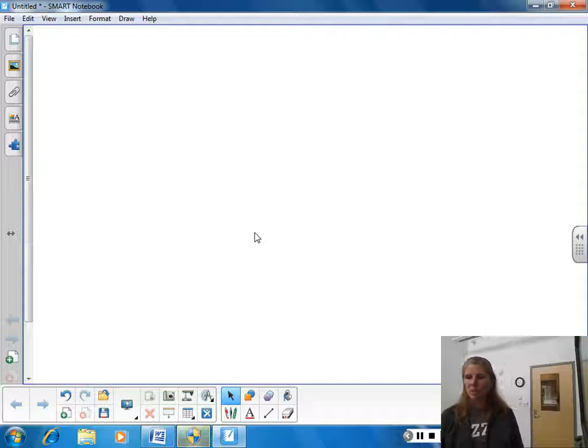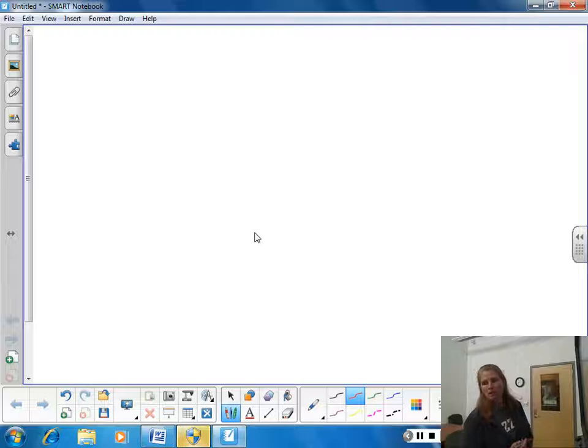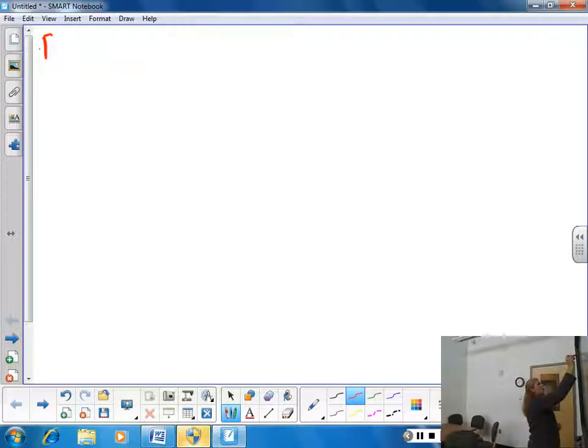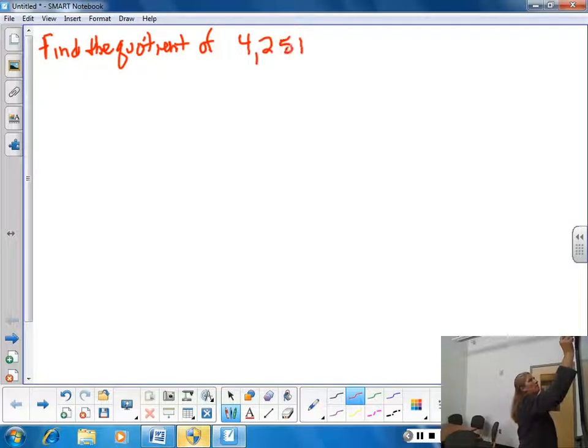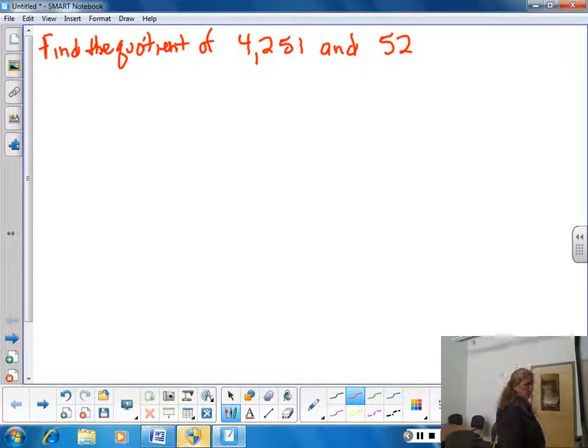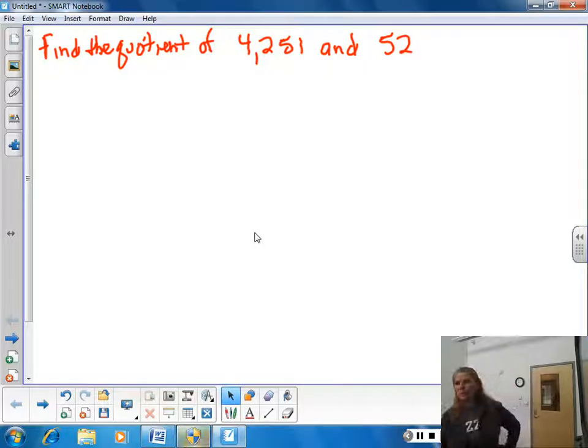Okay, the next kind of problem that you have on your page is something like this. It says, find the quotient of 4,251 and 52. I am changing the numbers so that you can have a different experience but also have the practice with me.